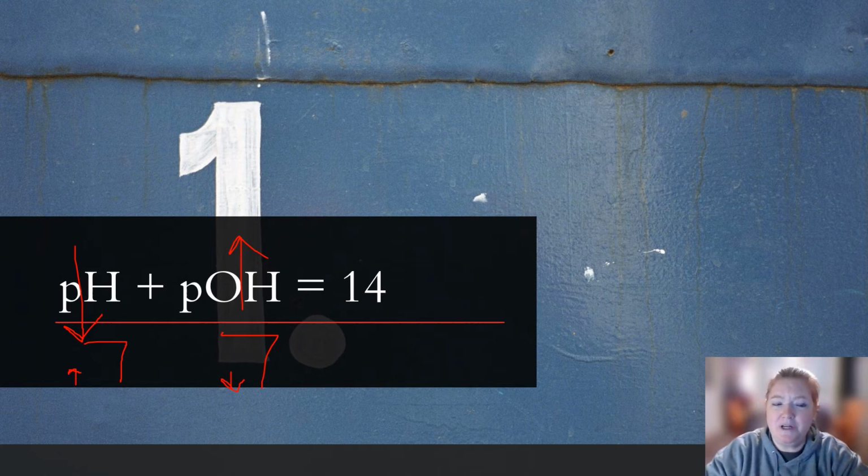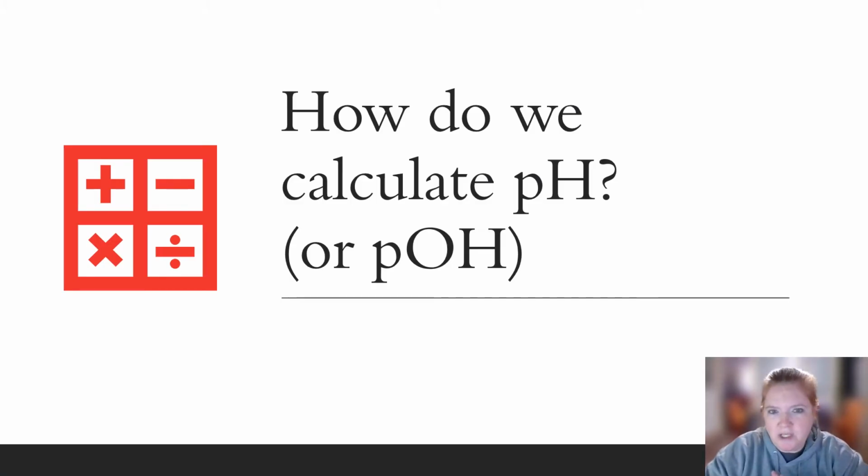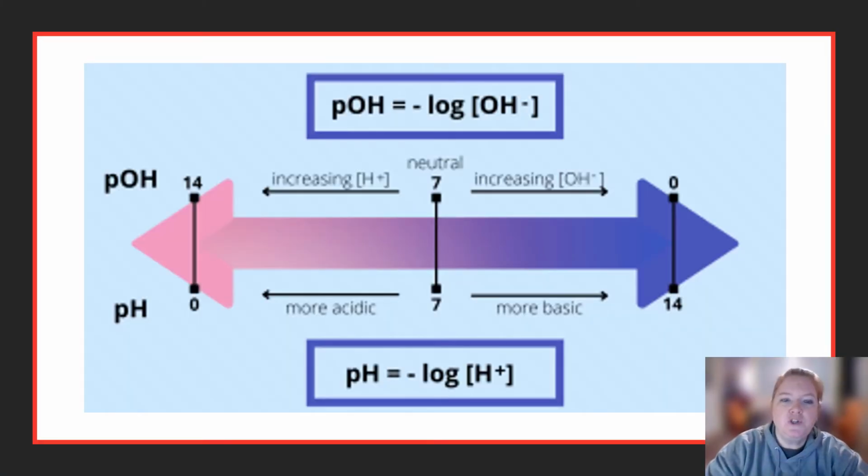So where do the numbers even come from? All right, well, let's talk about it. So how do we actually calculate it? It's the negative logarithm. These brackets right here that you can see mean concentration. So pOH is the negative logarithm of the concentration of OH negative ions. And pH is the negative logarithm of the concentration of H plus ions.